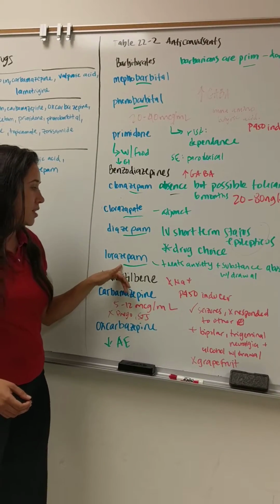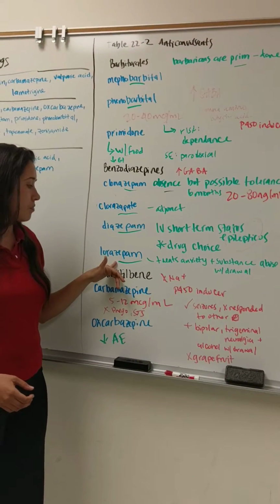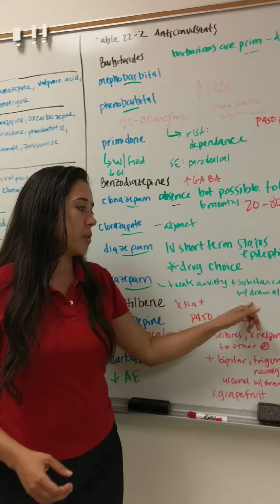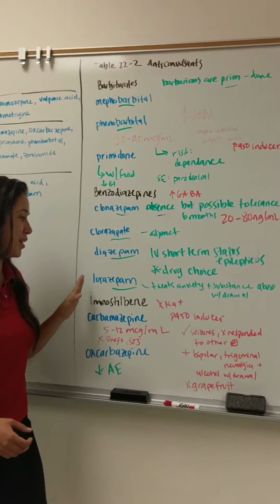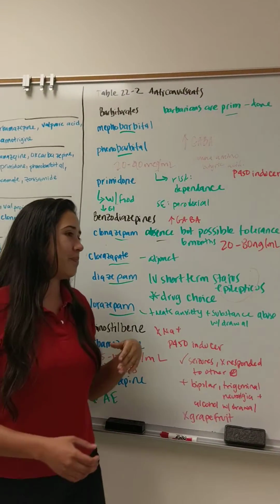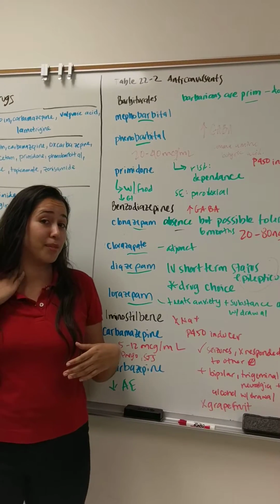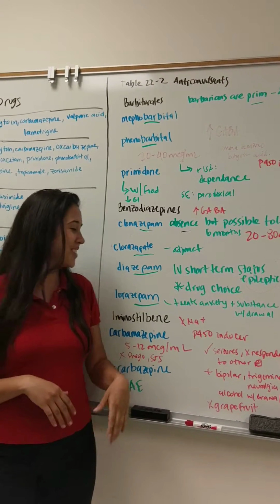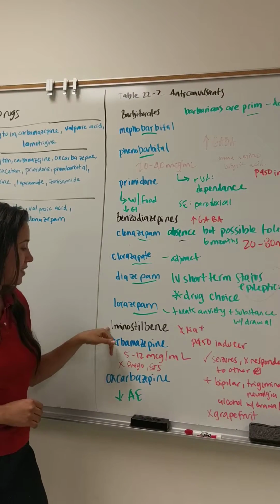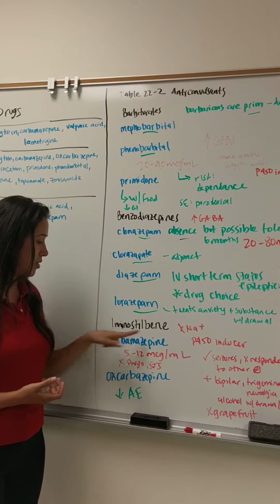Lorazepam. This is the last benzodiazepine. It's also used to treat anxiety, substance abuse, and withdrawal. So you might want to remember that lorazepam's brand name is Ativan. That might help later. So the next class, aminostilbene.